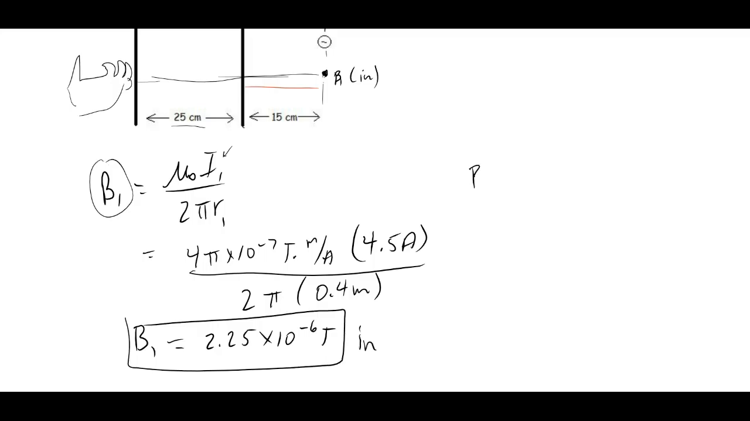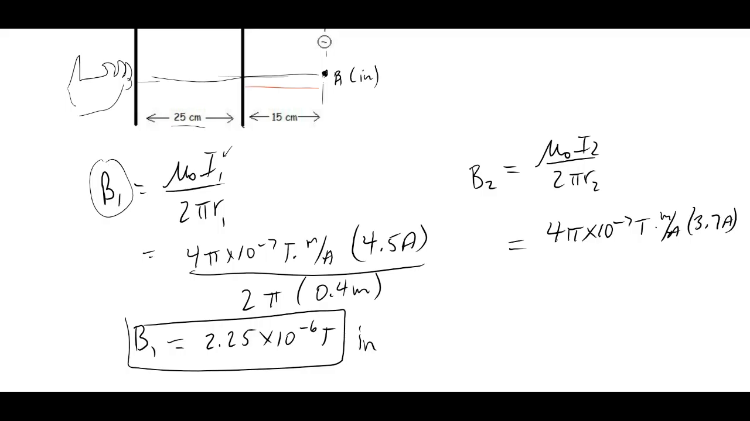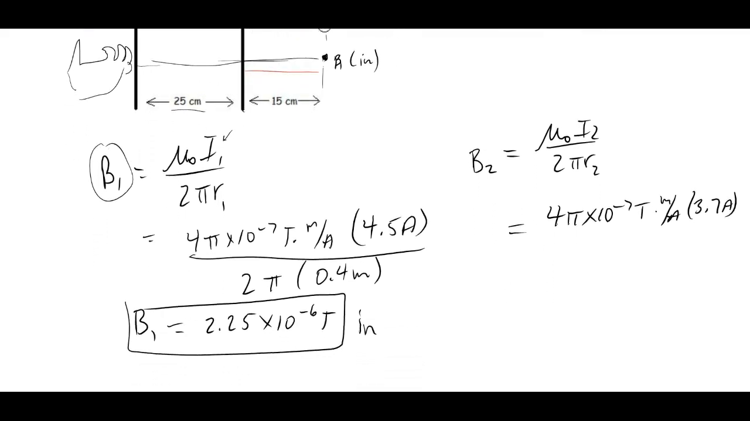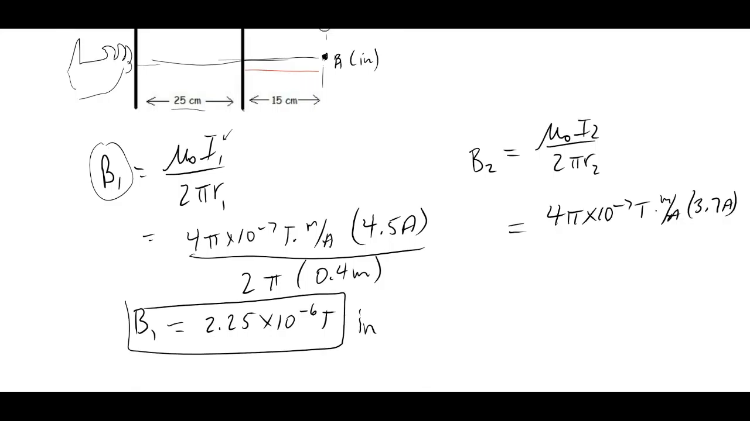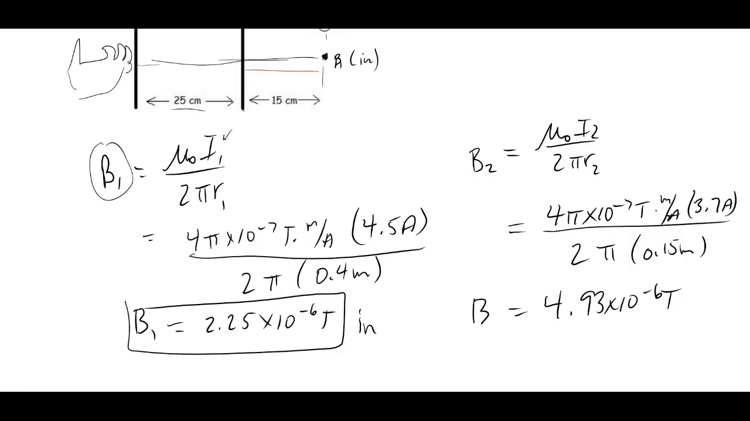Now we need to find the magnitude of the magnetic field due to wire 2. So that's mu naught I2 all over 2 pi R2. Notice I'm writing the formula again. So that's 4 pi times 10 to the negative 7th Tesla meter per amp. The current in this particular case, I think, was 3.7 amps. Let's just double check. So 3.7 amps is correct. And then I'm going to divide that by 2 pi times the distance, which now is only 0.15 meters. When I punch it in my calculator, I should get 4.93 times 10 to the negative 6 Teslas. That's B2.